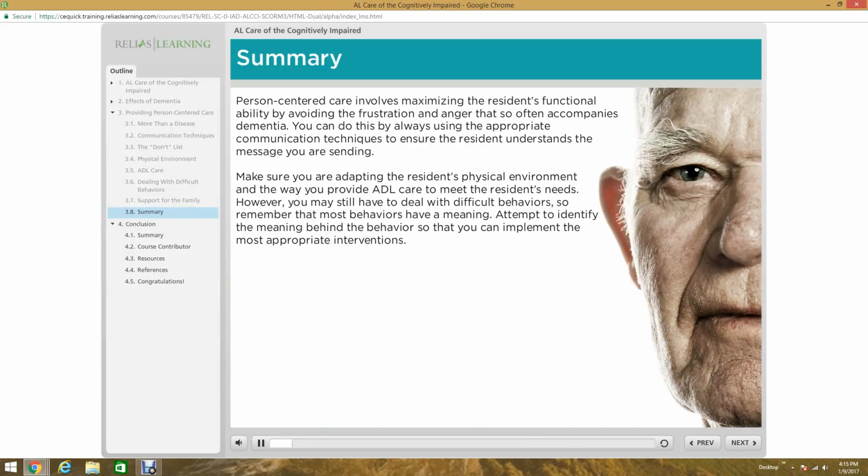Summary. Person-centered care involves maximizing the resident's functional ability by avoiding the frustration and anger that so often accompanies dementia. You can do this by always using the appropriate communication techniques to ensure the resident understands the message you are sending. Make sure you are adapting the resident's physical environment and the way you provide ADL care to meet the resident's needs. However, you may still have to deal with difficult behaviors, so remember that most behaviors have a meaning. Attempt to identify the meaning behind the behavior so that you can implement the most appropriate interventions.